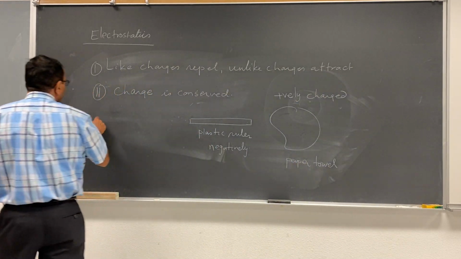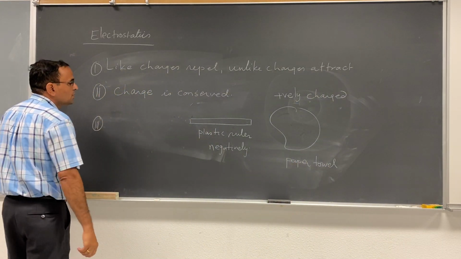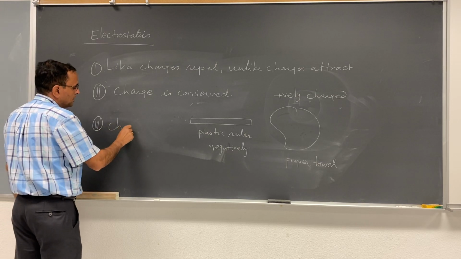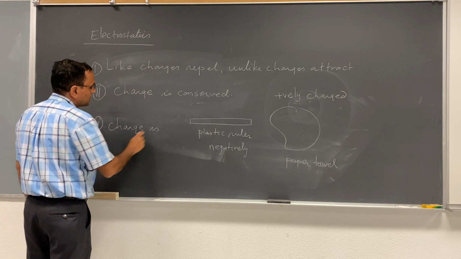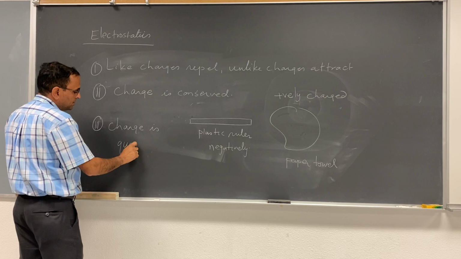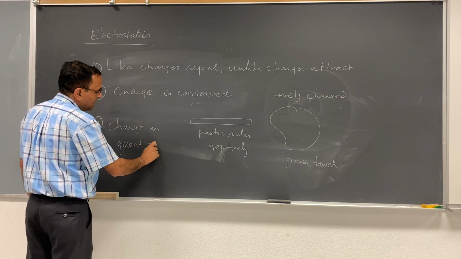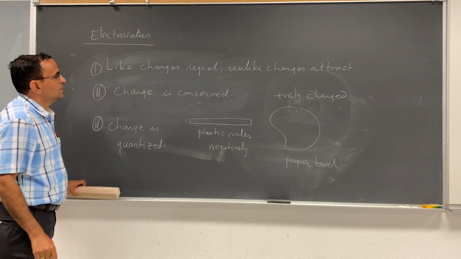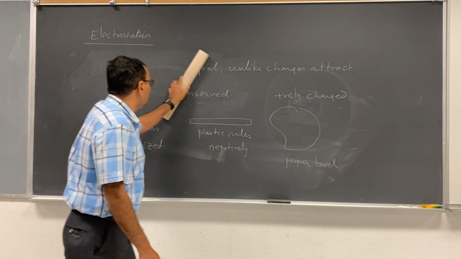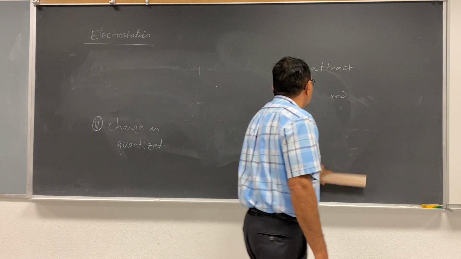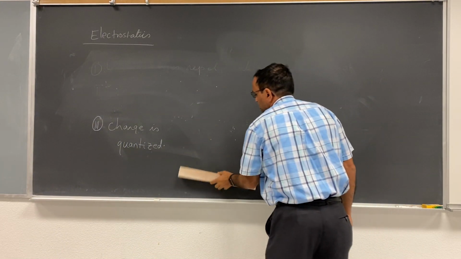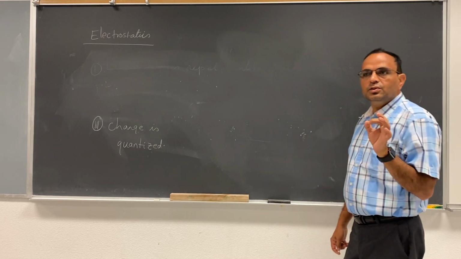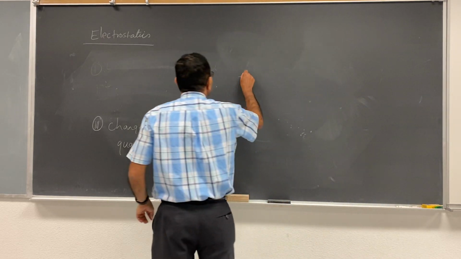And the third property is, you can say, the charge is quantized. Charge is quantized. What does this mean? What does quantization mean? This means, look here, the smallest unit of charge is, you can write down like this, E.